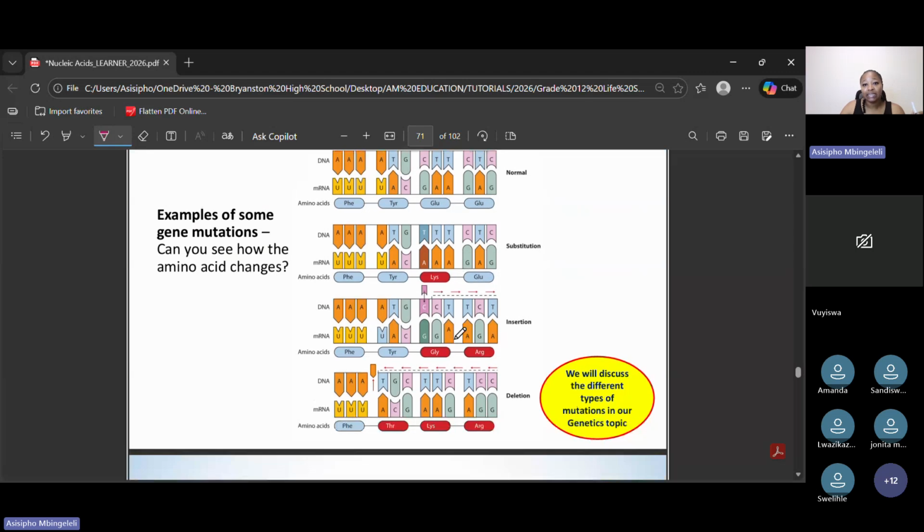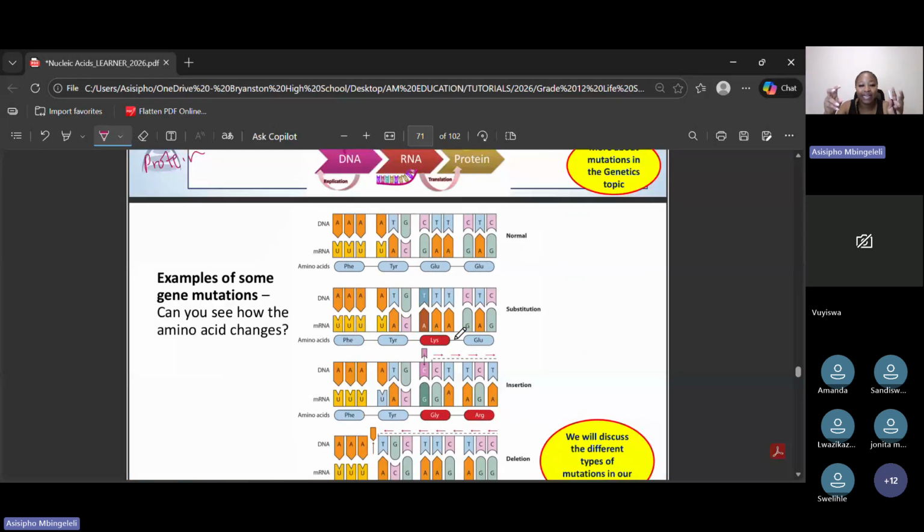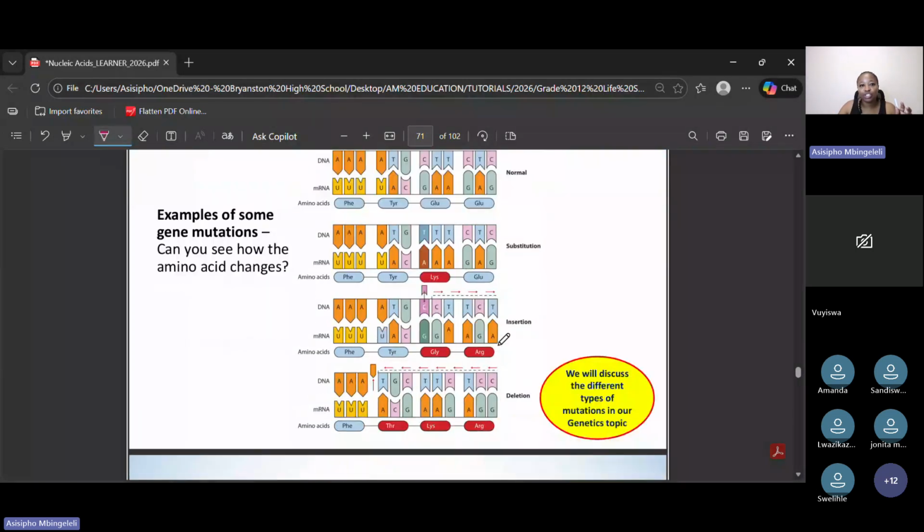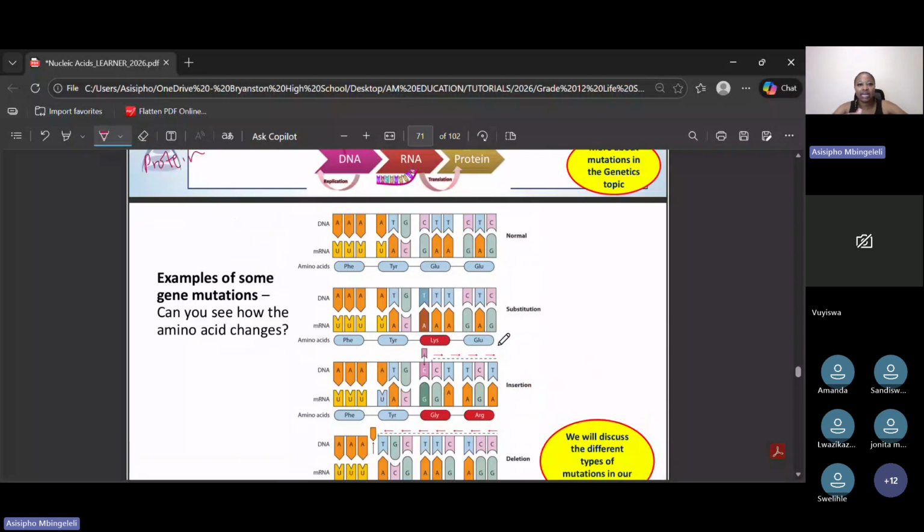Now some examples of mutation. This I'm just using to explain mutation to you. You're not going to be given such a diagram where you have to figure out the type of gene mutation. So let's look at our diagram here. This is a normal diagram. What are you given? You are given DNA here, and then you are given the messenger RNA, and then you are given the names of the amino acids.